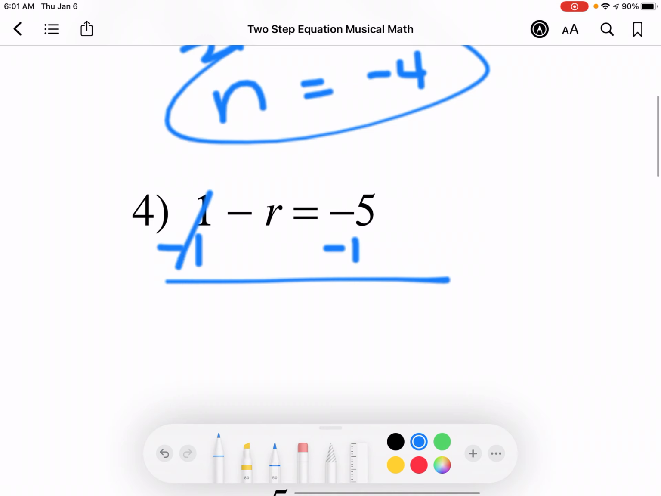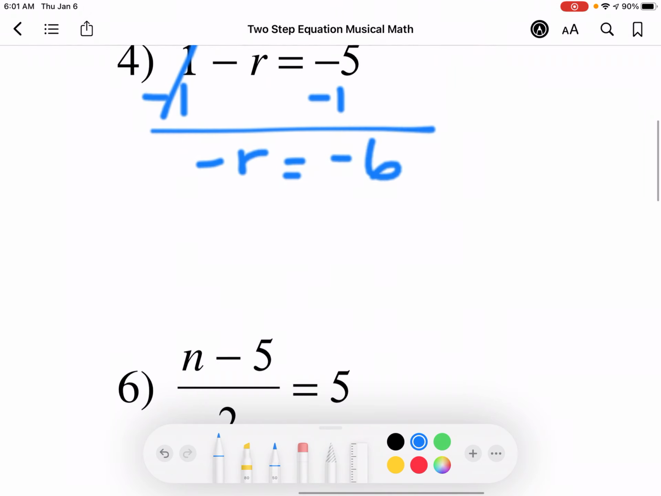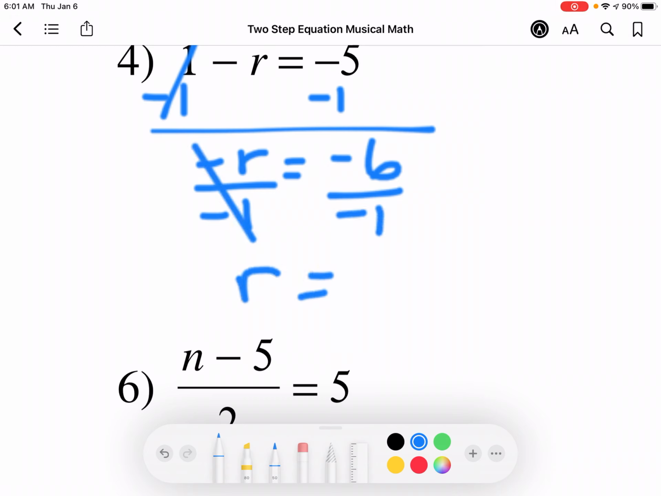Now this one's kind of funny. So if I have a negative r, I want the opposite. I want a positive r. So I'm actually going to divide by a negative 1. So a negative divided by a negative makes a positive. So same thing on this side. So if I want an opposite of a negative r, then I'm going to have an opposite of a negative 6.